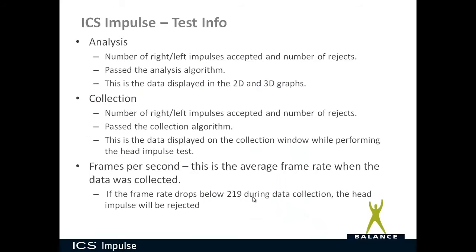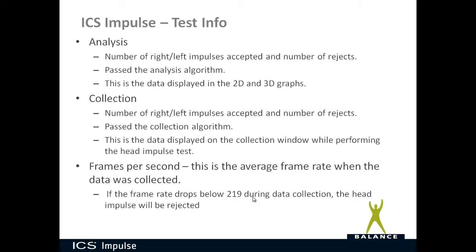Regarding that analysis and collection algorithm, the analysis is the number of right and left impulses accepted and the number of rejects, which we talked about. These pass during the analysis algorithm, and this data is displayed on the 2D and 3D graphs. The collection is the same information, but this is the number that passed during the collection algorithm, and this is also what displays during collection on that window as you're doing your head impulses, so the number of accepted versus rejects.